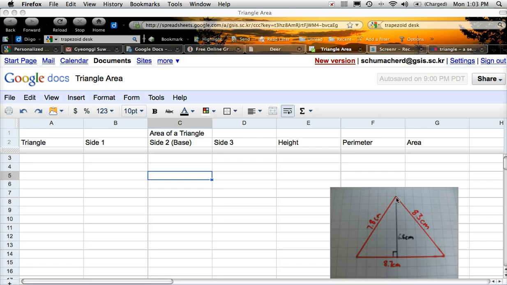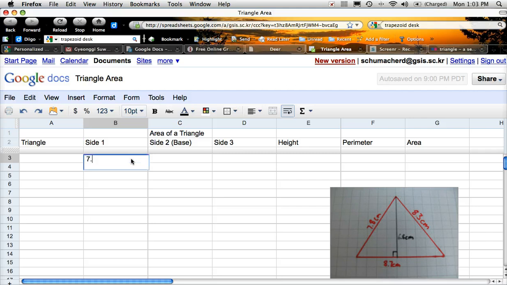The first thing I want us to do is measure each of the sides. I've gone ahead and done that for the first one for you. Side 1 is 7.8, so input that into the computer. Side 2, which is the base side, is 8.7 centimetres, and side 3 is 8.3 centimetres. And now the perpendicular height is 6.8 centimetres, so I can put that in too.